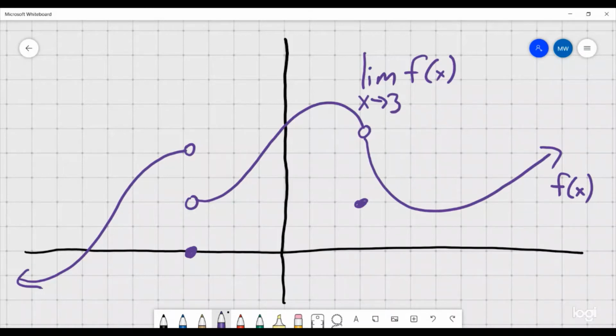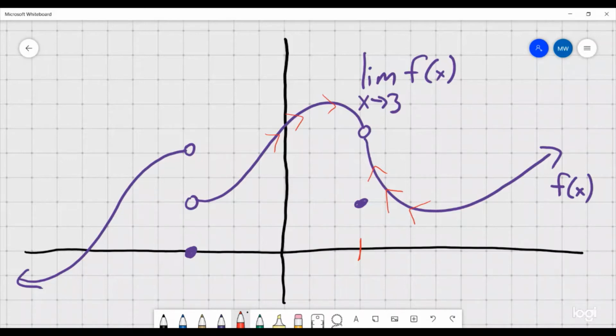Well, as x approaches 3, we are trying to figure out what happens as we are getting close to this point. So we are going to be approaching it from both the right and the left-hand sides, and we want to get an idea of what is the value of the function if we were to only be looking at the function, ignoring what it actually does at that point.